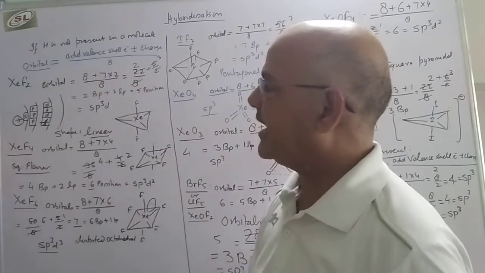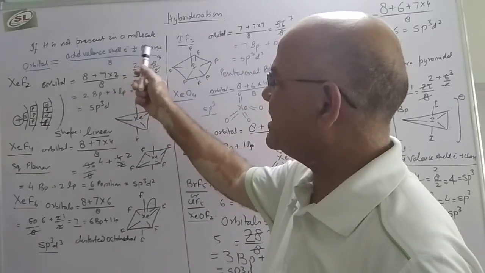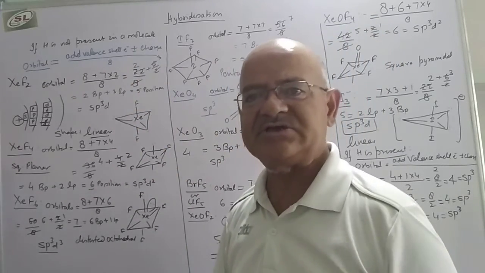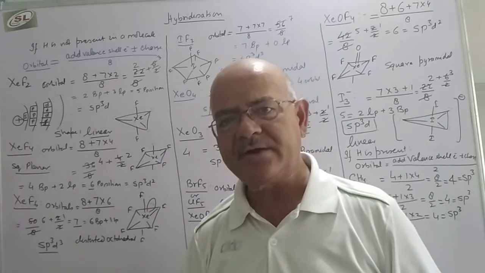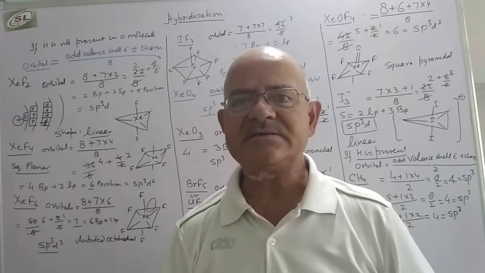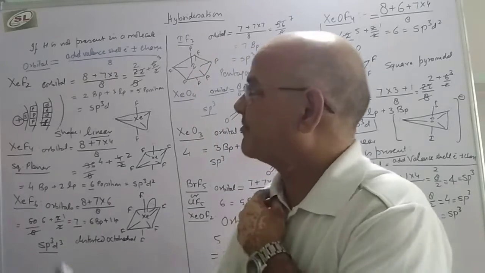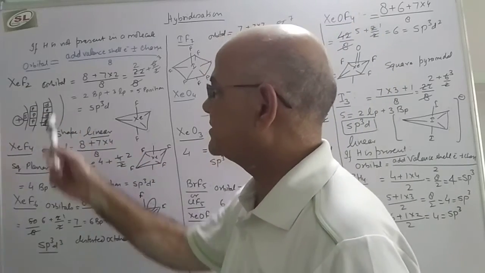First of all, we will add the valence shell electrons, plus or minus the charge if there is any charge present, divided by 8. Why are we dividing by 8? Because other than hydrogen, every element wants to attain the octet. Here I am taking a very good example, XeF4.